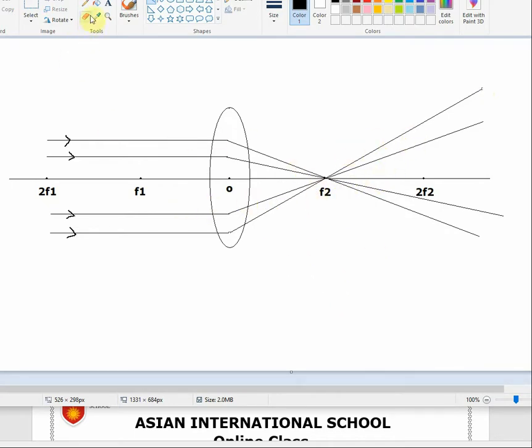The lights after refraction are passing through the focus, and after that they are diverging. So definitely it is a point size image. This is an easy drawing. This was an easy drawing. Let me draw the second one.